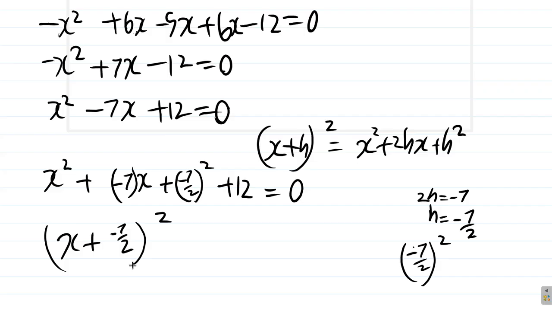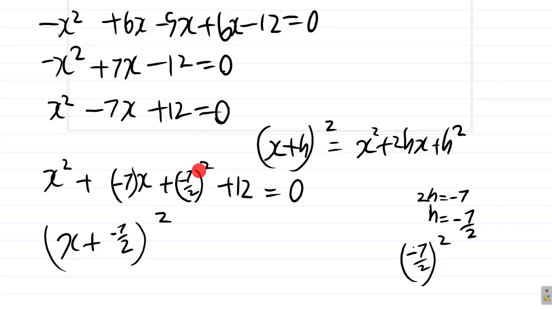It will give you the x squared plus the negative 7x plus the negative 7 over 2 squared. It will give you that. Now we need to fix this thing up. We just added the negative 7 over 2 squared. It was not there before. It is something new, right? It was not here. We had the x squared, we have the negative 7x, and we had the 12, but this was not there before.